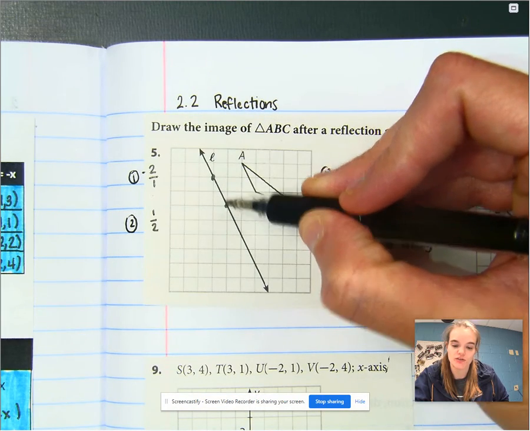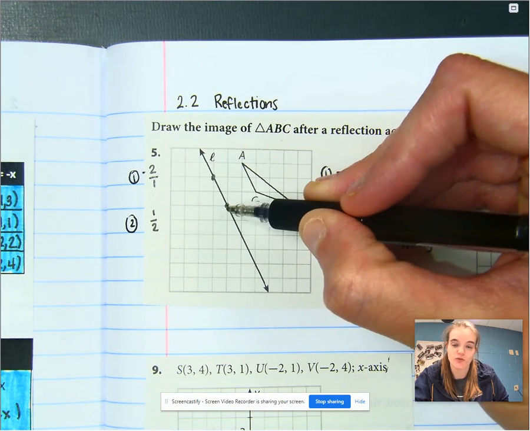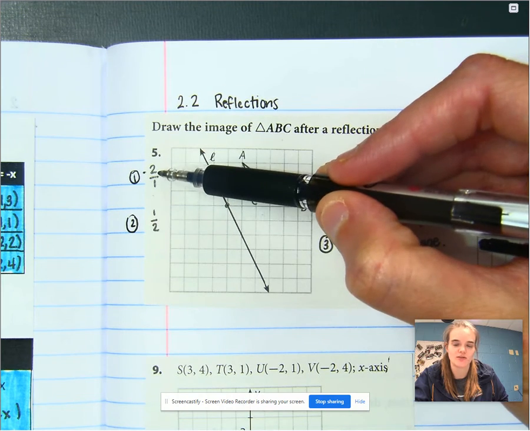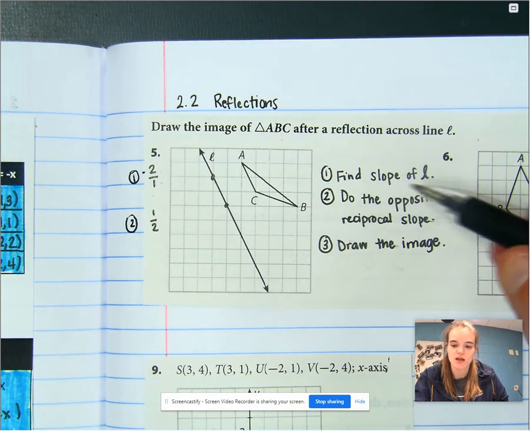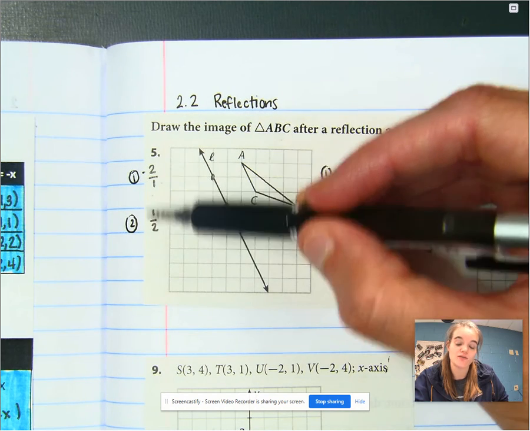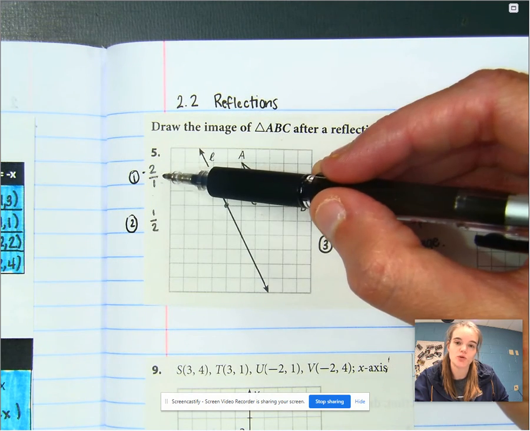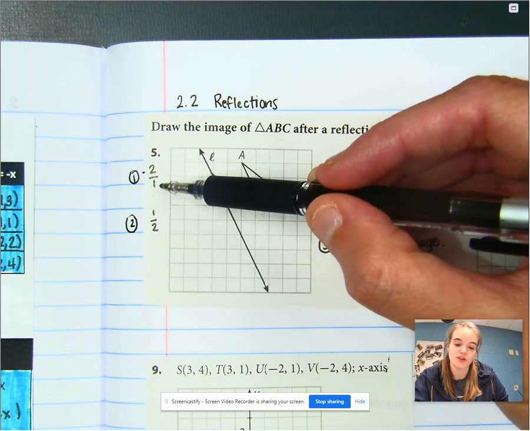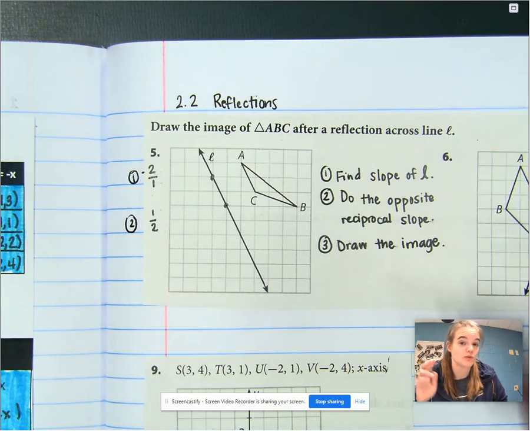-2 over 1, because it's rise over run, so we went down 2 over 1 from left to right, so I wrote that down, -2 over 1, okay? Then we found the opposite reciprocal. Opposite meaning it was negative, now it's positive. Reciprocal meaning 2 over 1 gets flipped to 1 over 2, okay? That's what we've done so far.